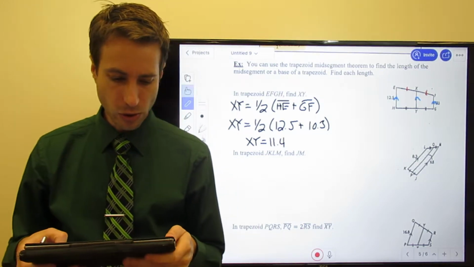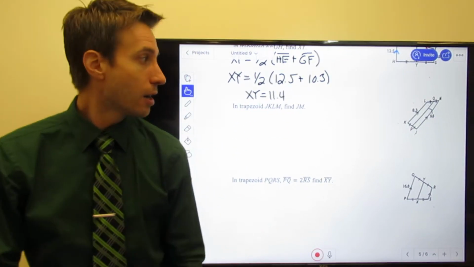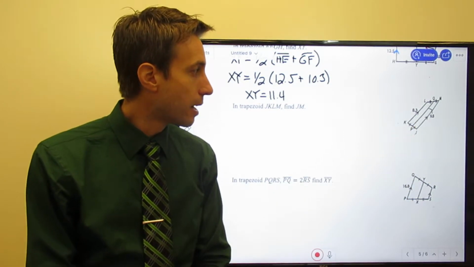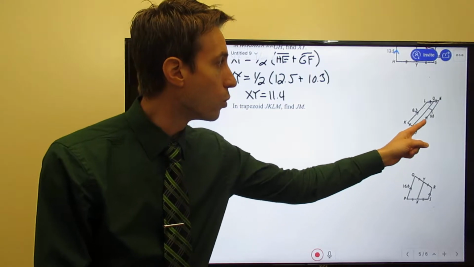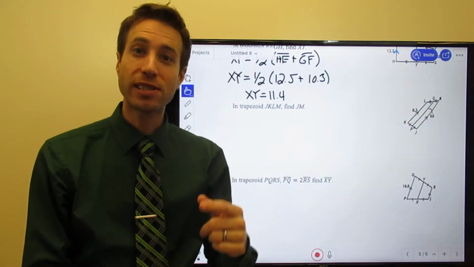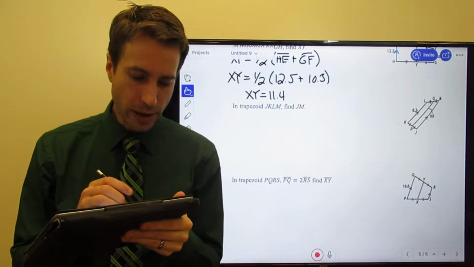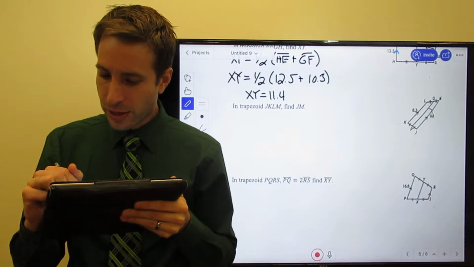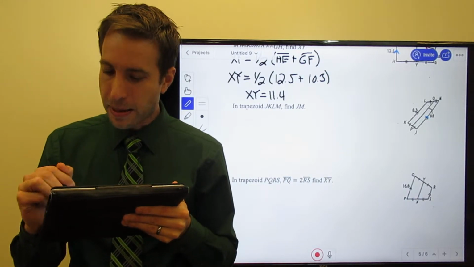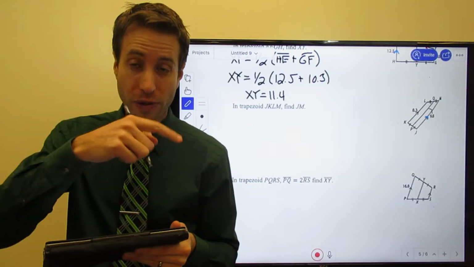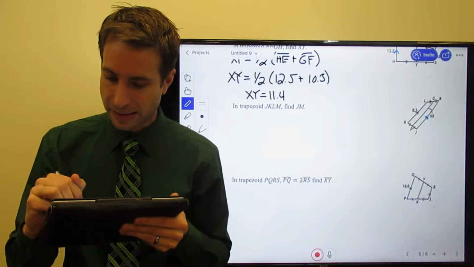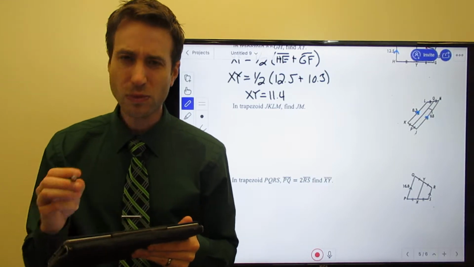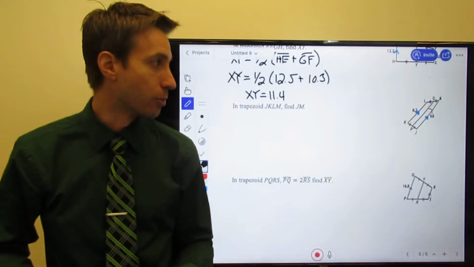Let's keep going. Try another one. All right, the diagram right here. Again, I'm asking you to find JM. Oh, interesting. Look at this. Here's what I've done. Please notice that JM is one of my bases for this trapezoid. JM is a base, not the midsegment, it's a base. So, we're going to change things up on you a little bit.